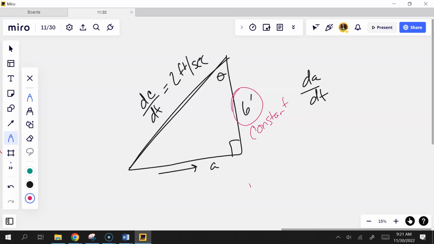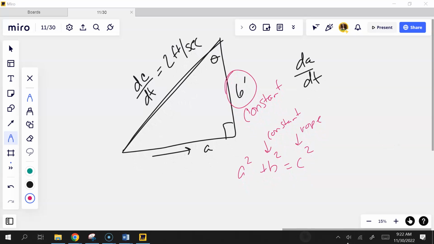So, okay, I know that A squared plus B squared is equal to C squared. This is the rope. This is my constant, right? So if I take the derivative here, I have 2A dA dt plus 0, because that's a constant, remember. Derivative of a constant is 0, equals 2C dC dt. Am I going to have to rewrite this in terms of something? I have dC dt. Oh, when there's 10 feet of rope. I didn't read that part. C is 10. So you're right, I can solve for A.